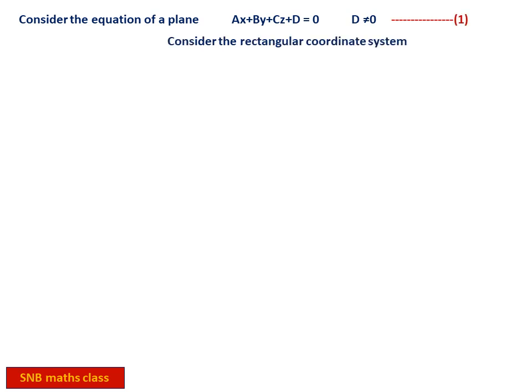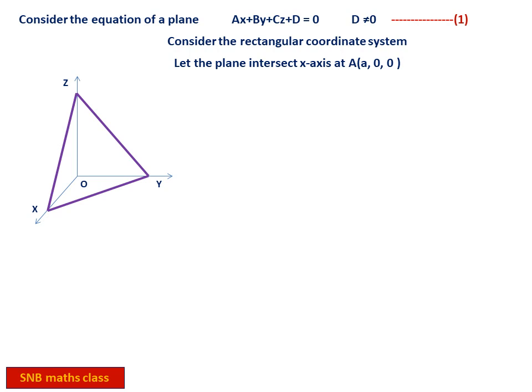Now consider the rectangular coordinate system, say with the x-axis, y-axis, z-axis as shown in the figure. Say the given plane is like this, that is, it intersects the x-axis at (a,0,0). This is the point where it intersects the x-axis, that is point A. Similarly, the y-axis at (0,b,0), where b is on the y-axis. Then it intersects the z-axis at (0,0,c). That is, c is the point on the z-axis where the plane intersects, so its coordinate is (0,0,c). So this is the given plane.